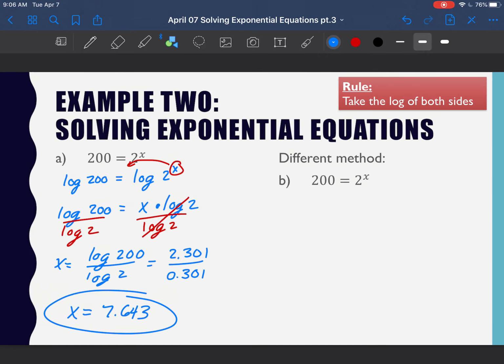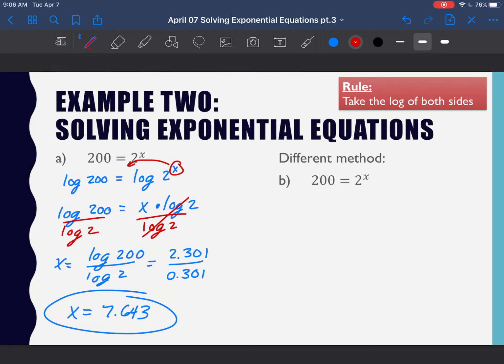Now, if those first three examples made sense to you, please skip this next part and just move on to the homework. If those first three examples still didn't make sense to you, I'm going to show you a different method. Now, I really don't recommend this method because it's easy to get confused with other things later on. But if those didn't make sense to you, then I'm going to show you another way. So still the same problem, 200 equals 2 to the x power.